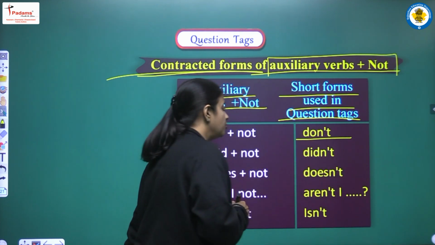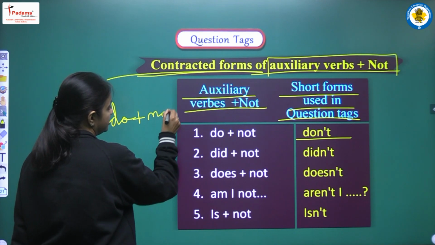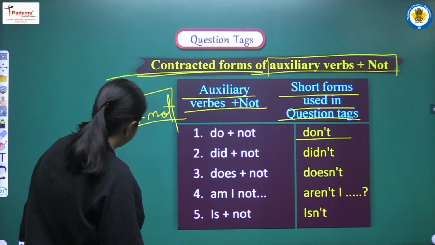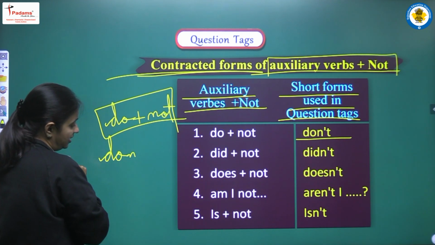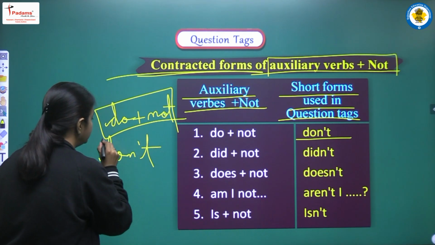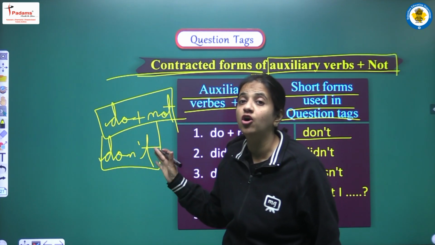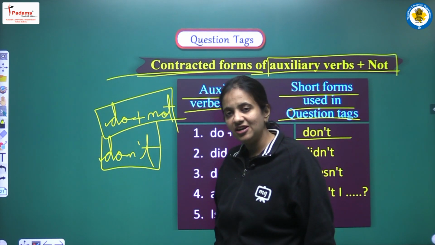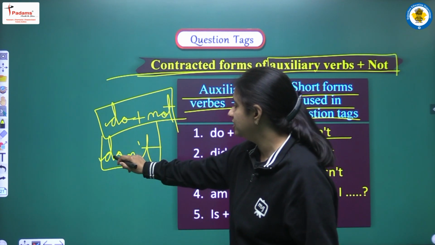It is don't. So basically, just try to understand this thing, we are having do plus not. So how can we make the contracted form? Do, that is D-O-N, it will be there here. Then we have to add one apostrophe, and after that we have to write a T. So do plus not, it will be don't. Okay, so in this manner we have to make the contracted form, the short form. So when we are having do plus not, that will be don't.